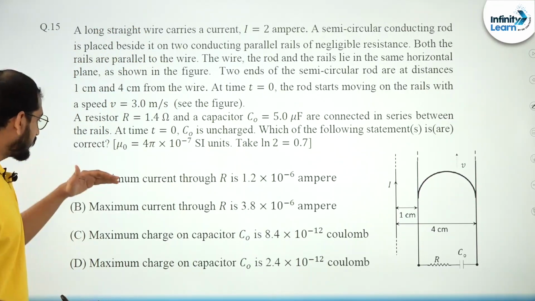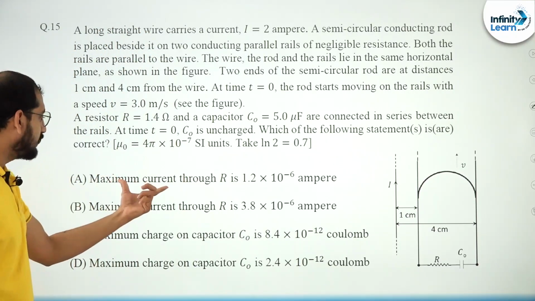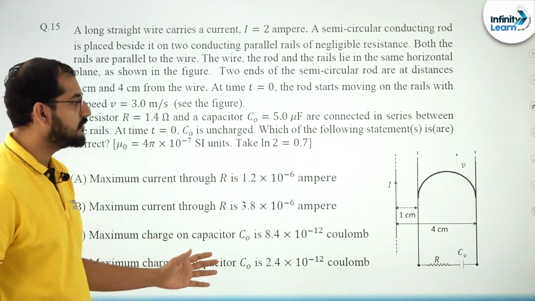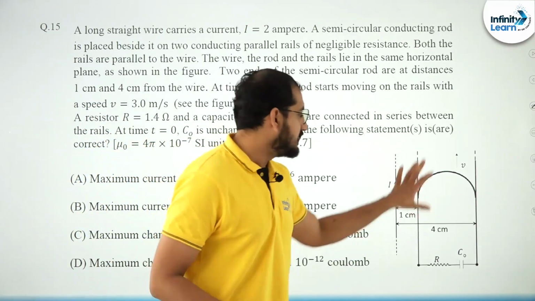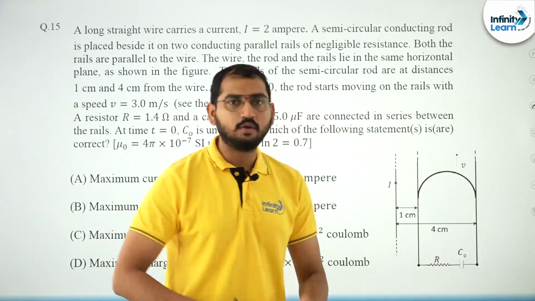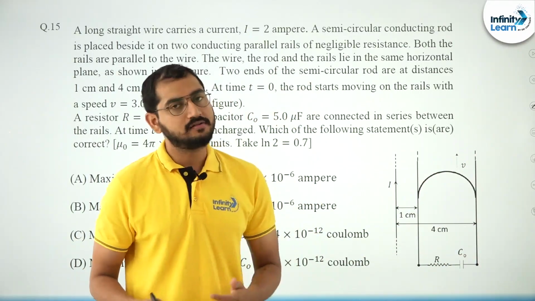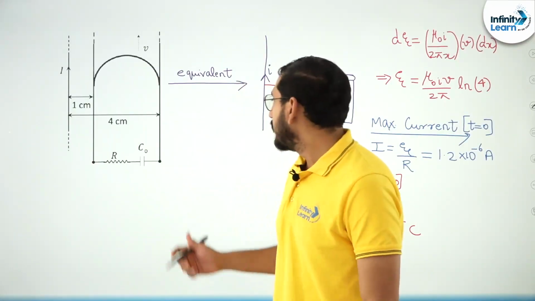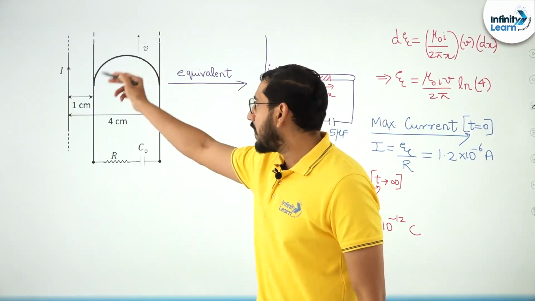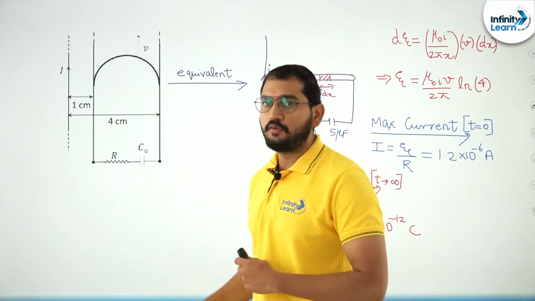All right, let's focus on the option. The option says that we need to find the maximum current and maximum charge on the capacitor. Basically this structure is going to be equivalent to a growth in an RC circuit. So what we are going to do is that first of all, instead of this semicircular part, we are going to create an equivalent drawing.